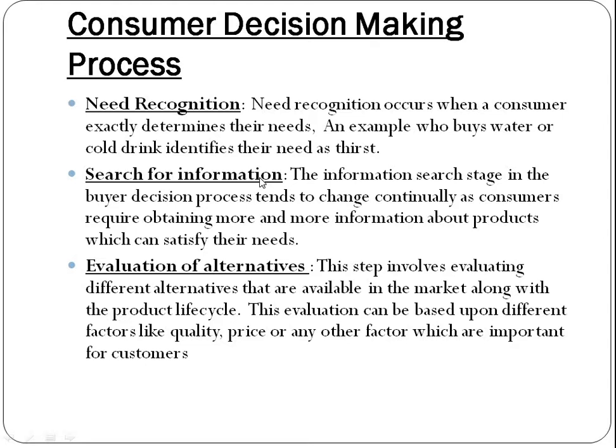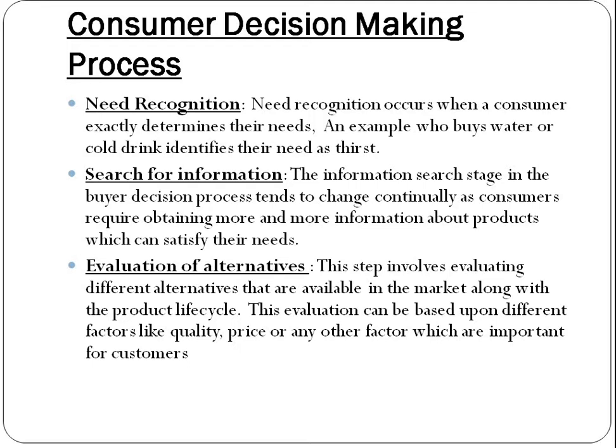Next comes the search for information. The information search stage in the buyer decision process tends to change continuously as customers require obtaining more and more information about products which can satisfy their needs. Suppose a customer wants to buy an LED TV, he will gather n number of information about the TV and different types of TV available in the market. For example, if he wants to buy sugar, salt, milk, which are called basic necessities, the information he gathers is less compared to what he gathers for an LED TV, because an LED TV is costlier than the necessity products.